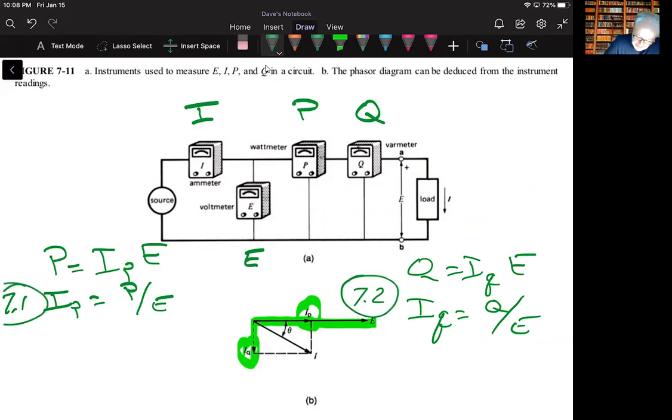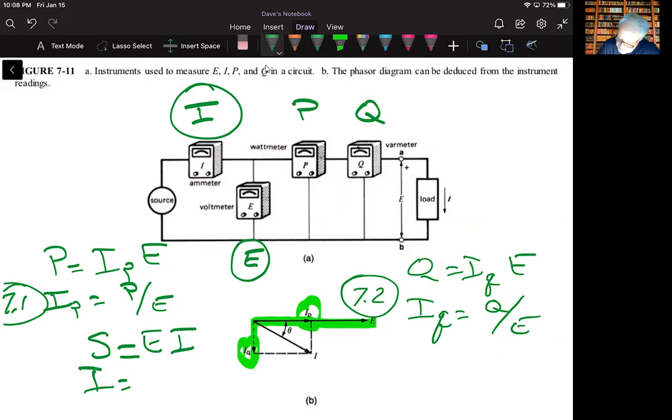All right, so once we know that, we can also determine that the apparent power, which is really the sum of the two types of power, is S. So S is equal to E times I, and if I'm trying to solve for this current here, that is going to be S divided by E, and that becomes equation 7.3. Okay, so far so good. Does that make sense?